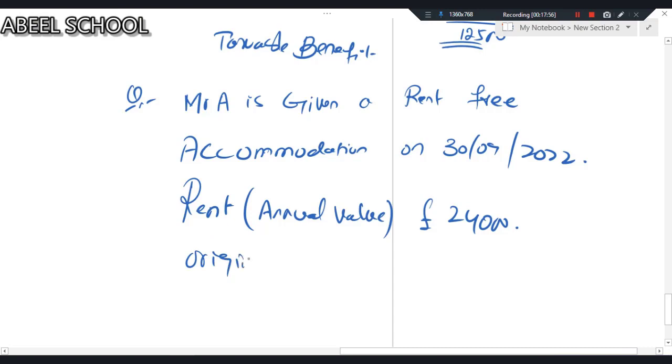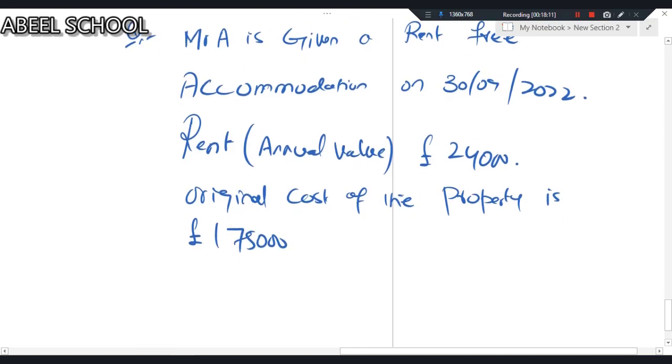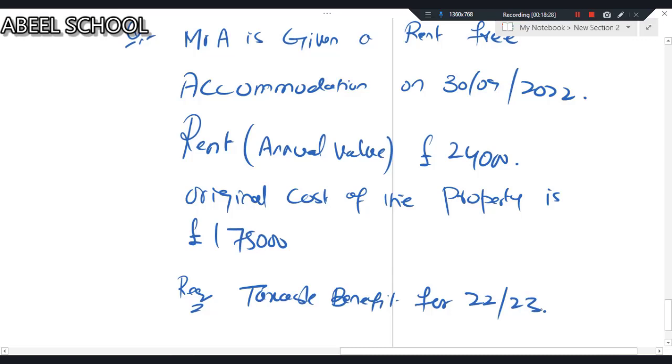Original cost of the property is 1,75,000. The requirement is we need to calculate the taxable benefit for the tax year 22-23. Required: you need to calculate taxable benefit for 22-23. Now look at the question.